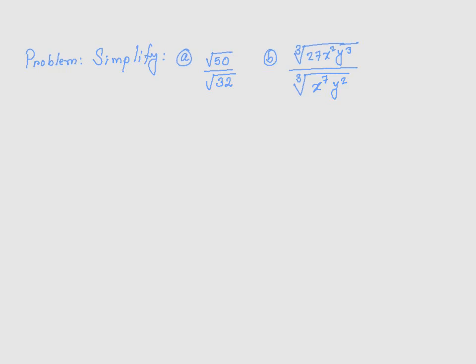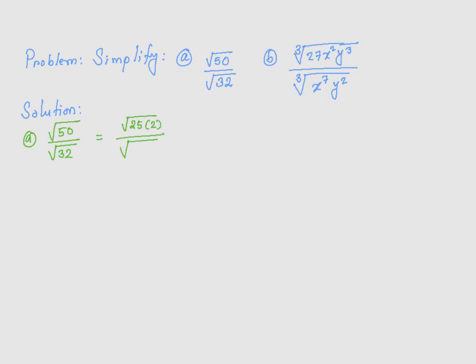In this video, I am going to simplify these radical expressions. Let's start off with the first problem, the square root of 50 over the square root of 32. Now this is a square root. Our objective is to get a perfect square as a factor from 50, which is very easy to do, like 25 times 2 is 50, and 25 is a perfect square because 5 squared is 25.